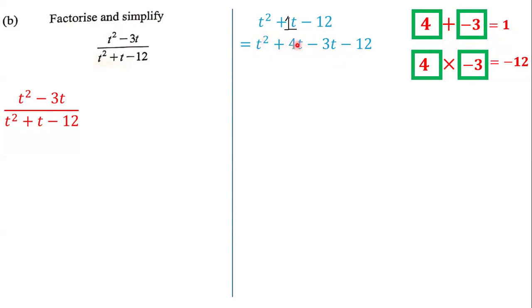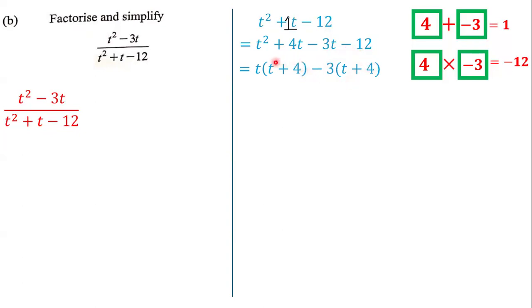And so we're going to factorize these two terms, and we're going to factorize these two terms. Notice that t is here, and t is also here, so we can factor out t. And when we factor out t, we are left with t plus 4. That's because t times t is t squared, and t times 4 is 4t. And in this case, we factor out a negative 3. That's because negative 3 times t is negative 3t, and negative 3 times positive 4 is negative 12.